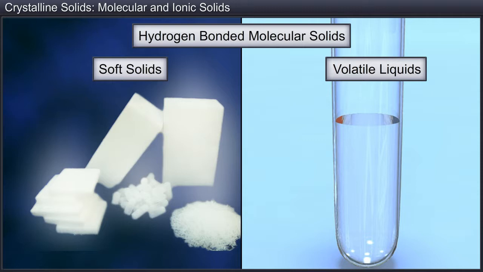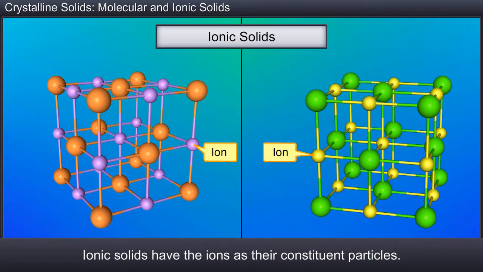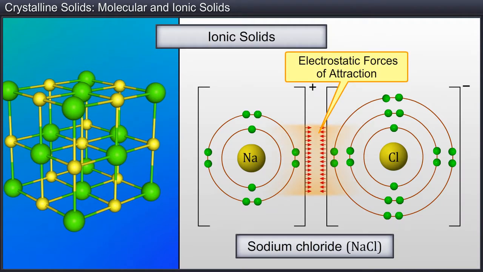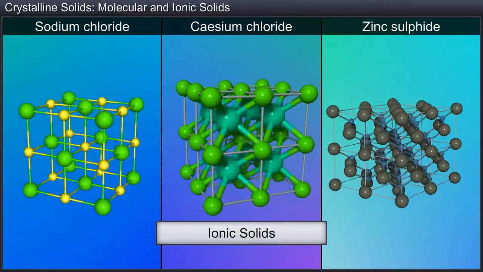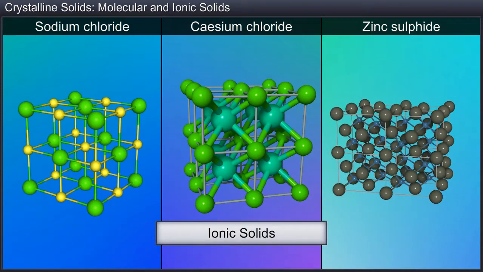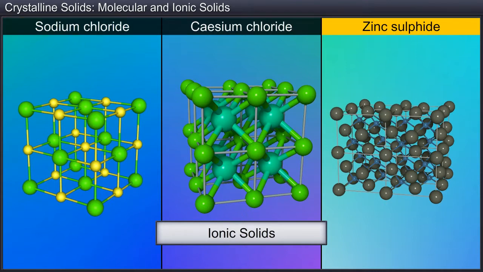The other type of crystalline solids is ionic solids. These solids have the ions as their constituent particles. The Coulombic or electrostatic forces of attraction hold the ions, cations, and anions together in the crystal. These cations and anions arrange regularly in three-dimensional space to form ionic solids such as sodium chloride, cesium chloride, and zinc sulfide.